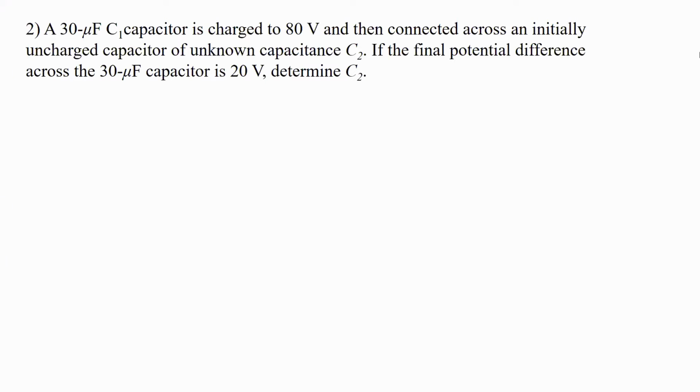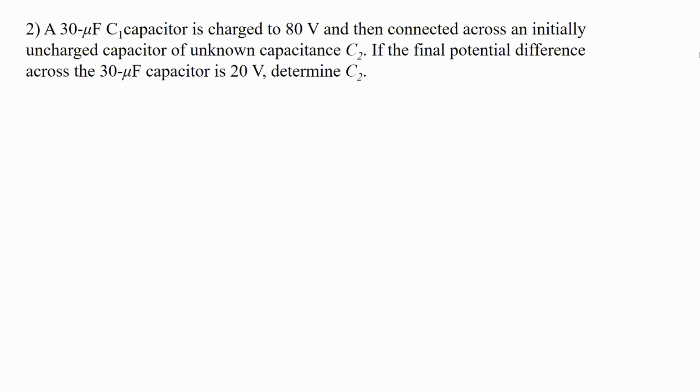Okay, so we have this capacitor, I'm calling C1. I give it a value of 30 microfarads. And it's charged to 80 volts. And then it's disconnected from the power supply and then connected across an uncharged capacitor of unknown capacitance C2. And if the final potential difference across the 30 microfarad capacitor is 20 volts, what would be C2 in this case?